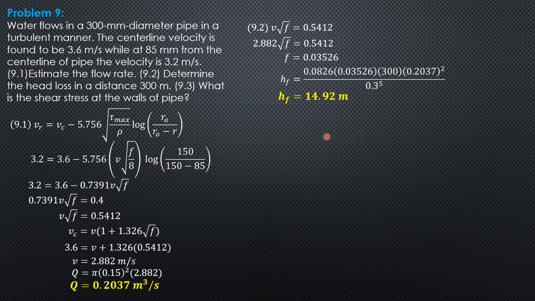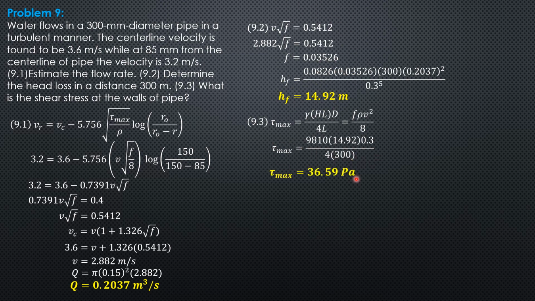Finally, what is the shear stress at the walls of the pipe? That's the tau max, and it is the specific weight of water times head loss times diameter over 4L. The other formula is friction factor times density times velocity squared over 8. Now, you can use this to check if they are equal. I just use this formula here. So 9,810 times 14.92 times 0.3 over 4 times 300. So tau max is equal to 36.59 pascals.